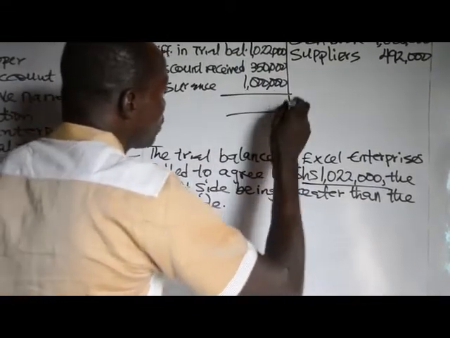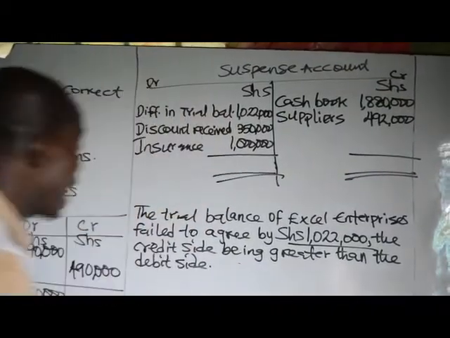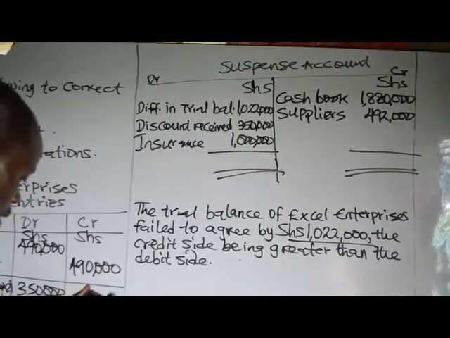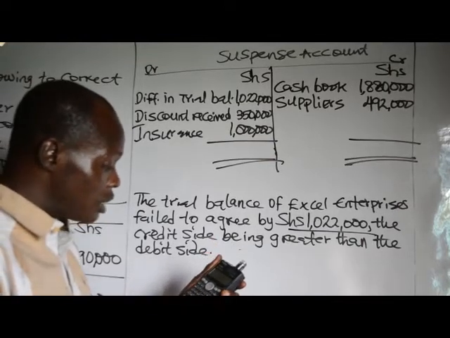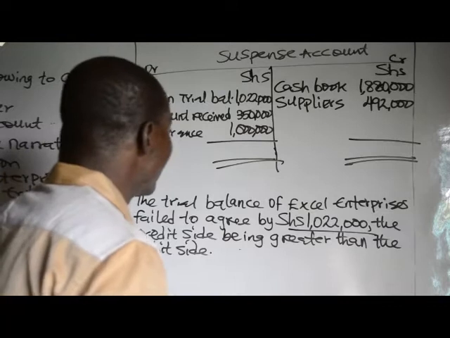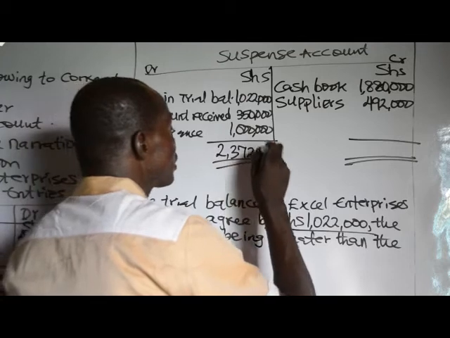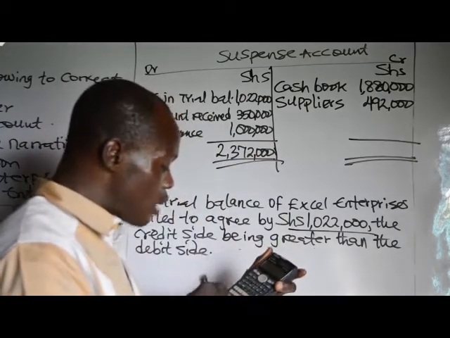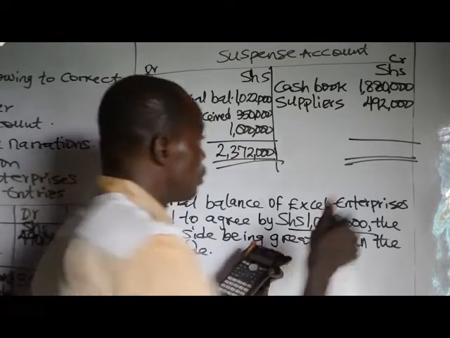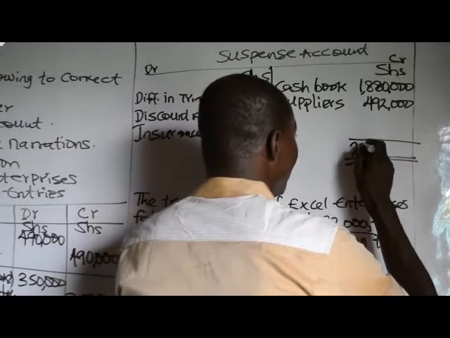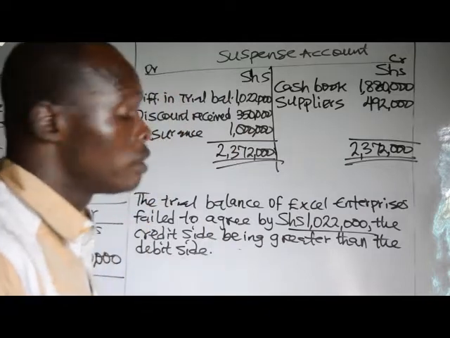So when you sum it up, the total of the debit side is 1,022,000 plus 350,000 plus 1 million, which gives a total of 2,372,000. And at the credit side, you have 1,880,000 plus 492,000, which also gives 2,372,000. That is the solution to the question.